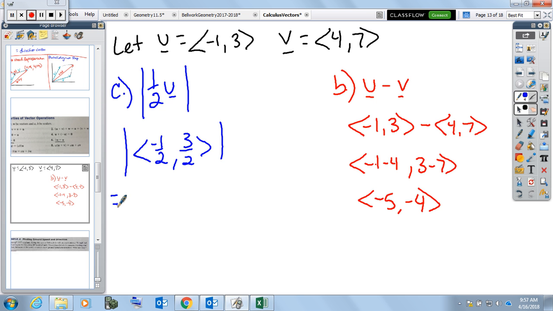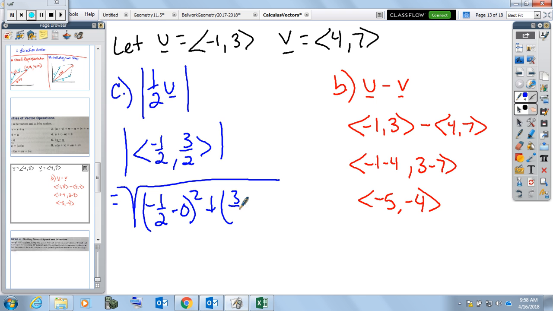And so we're looking at the magnitude in this case of the square root of -1/2 minus 0 squared plus 3/2 minus 0 squared. And again, we utilize this 0 because you have to assume that it's starting from the origin. And so simplifying this, 1/4 plus 9/4 gives us square root of 10 over 2. All right, ladies and gentlemen, that's going to wrap it up for this lesson here.